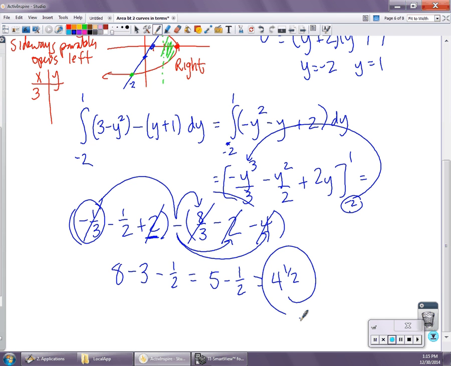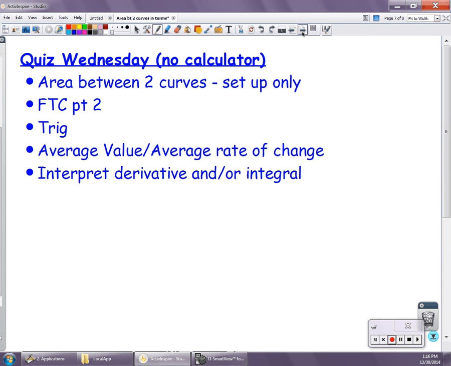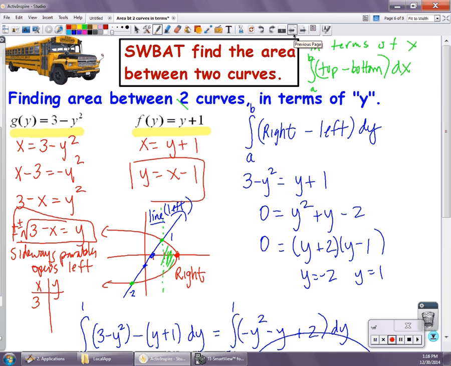So this problem lent itself to be much more friendly. I know it probably doesn't feel friendly to you, but it was actually much more friendly to do this problem in terms of y. Doing it in terms of x would have been a much more tedious process. So review this video as needed, and that's area between two curves in terms of y.